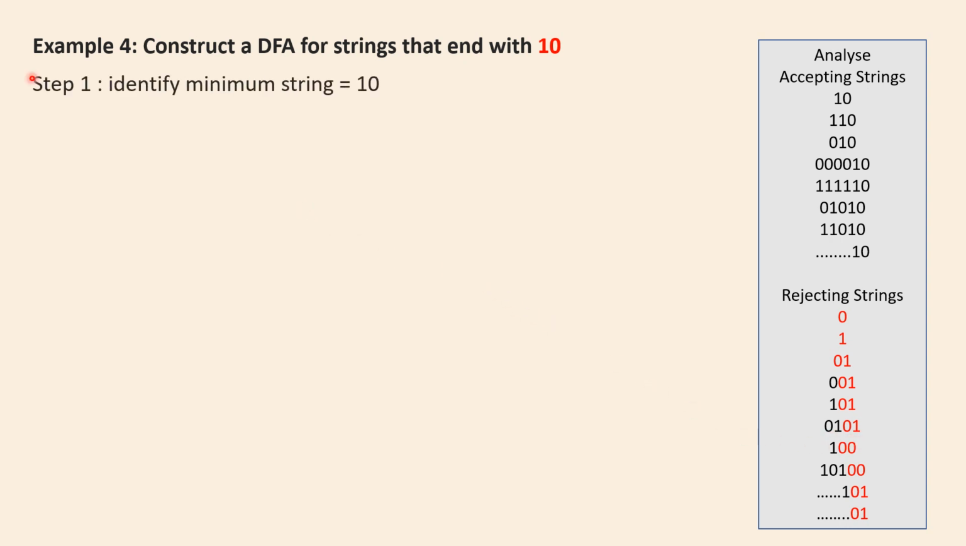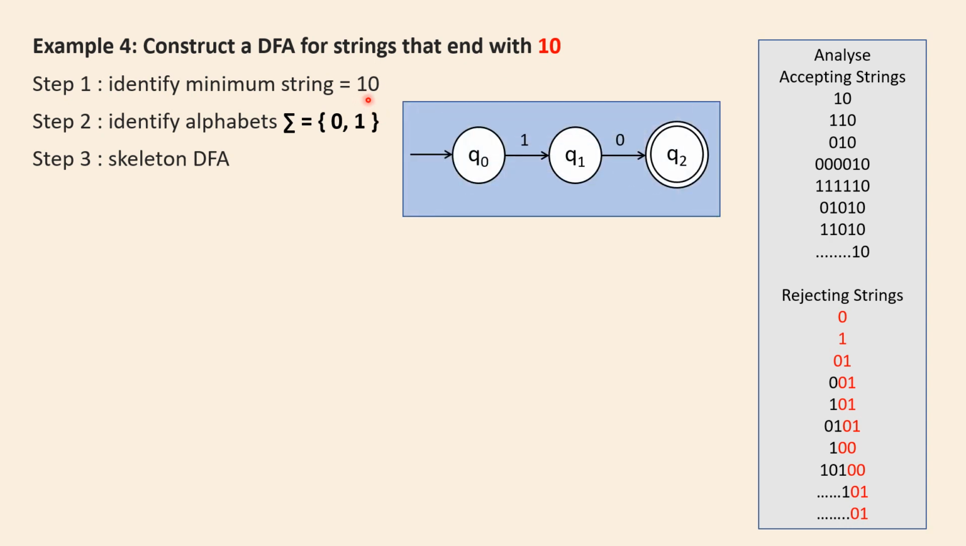So the first step is to identify the minimum string. The minimum string is 1, 0. Second step is to identify the alphabets, that is the input symbols. So from the question we can see the input symbols are 1 and 0. So the skeleton for the minimum string should be drawn first. So 1, 0 should be accepted. So I have n plus 1 states. The minimum string is 1, 0, so that is 2 states plus 1 state. So 2 plus 1, that is 3 states, Q0, Q1 and Q2, where Q0 on 1 goes to Q1 and Q1 on 0 goes to Q2.